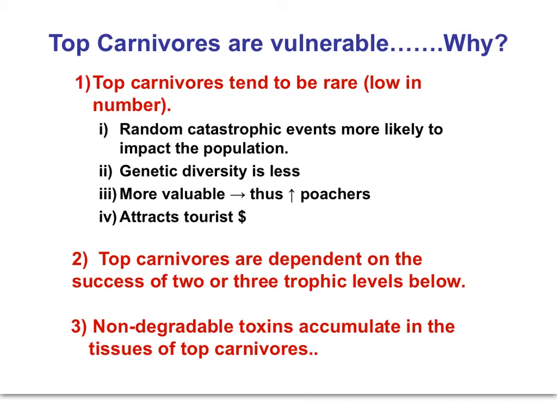And the top trophic levels, the top carnivores, are vulnerable simply because they tend to be rare. They're low in number, such that random catastrophic events would be more likely to impact the population. Their genetic diversity is less, and this can have negative consequences for the population. And as a result of their rarity, they're more valuable, thus of higher interest to poachers. As well, top carnivores are dependent on the success of 2 or 3 trophic levels below them, so any negative impact on any of the trophic levels below would negatively impact the carnivores as well. And lastly, non-degradable toxins accumulate or magnify in the tissues of top carnivores.